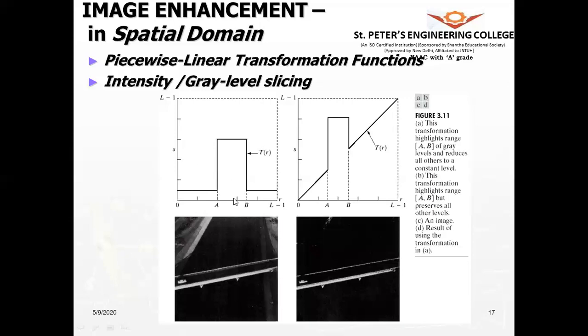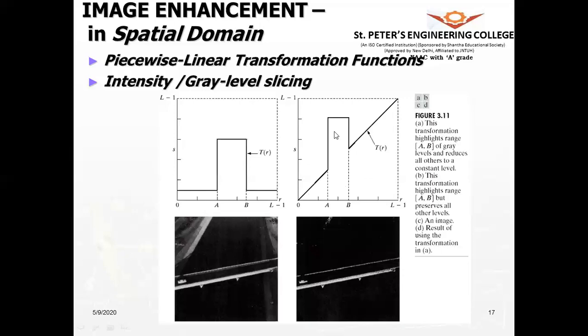Where do we find application? Suppose that we want to highlight only one part of an image or certain points. If you want to highlight it like a highlighter, you use it for marking. So you can use this intensity level slicing.